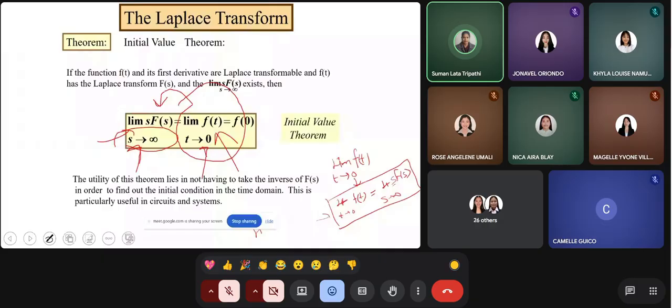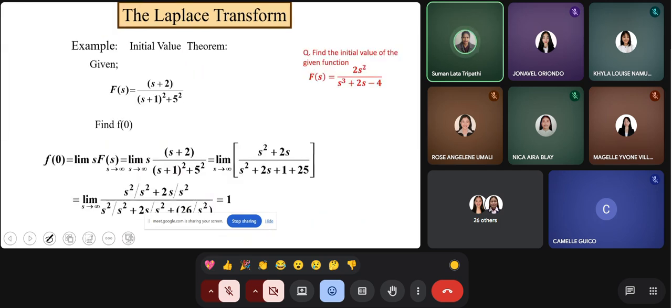Initial value. The meaning of initial value is the value of the function at time equals 0, the initial conditions, in the time domain. So let us do some questions on it.